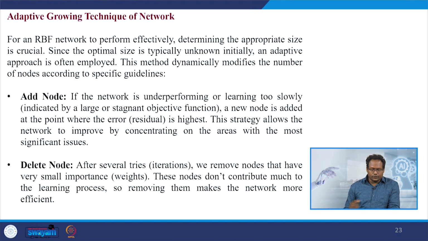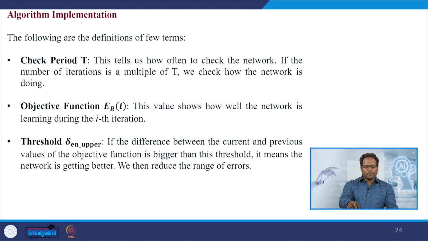So, add node: if the network is underperforming or learning too slowly, a new node is added at the point where the error or the residual is highest. This strategy allows the network to improve by concentrating on the areas with the most significant issues. Similarly, delete node: after several tries or iterations we remove nodes that have very small significance. These nodes do not contribute much to the learning process, so removing them will not affect the network efficiency.